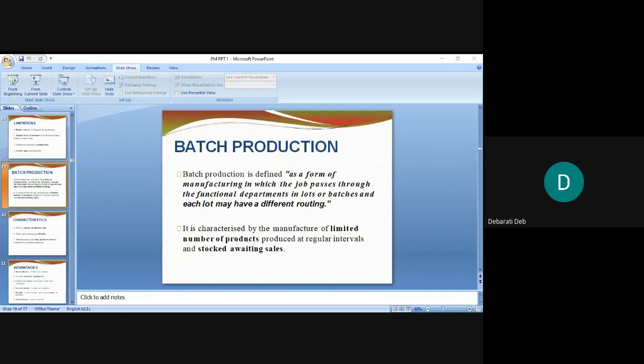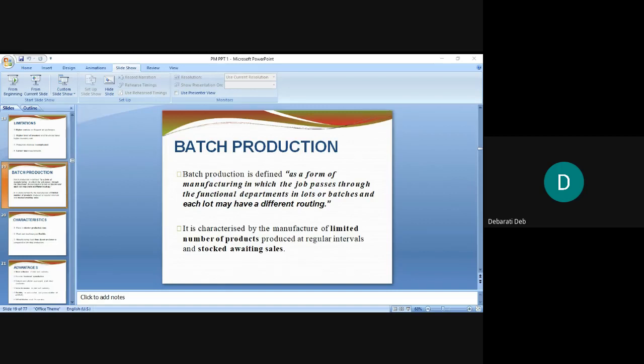So in batch production, you will see that the job will pass to different functional departments in a specific quantity, that is in lots or batches, and each lot may have a different routing. It may be that the lot will pass through the same route, or it may also be the case that the lot will pass through a different route. It depends on the type of the lot.